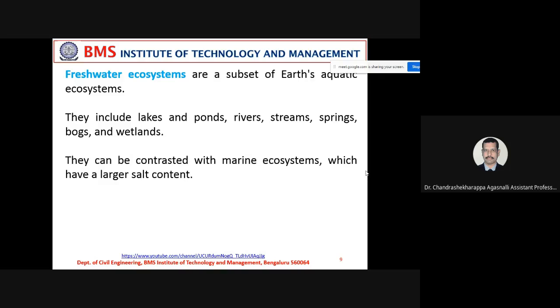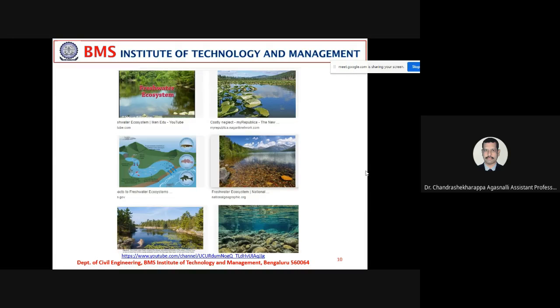So then another ecosystem that's called freshwater ecosystems. Okay, it's a subset of Earth's aquatic ecosystems. The freshwater ecosystems include lakes, ponds, rivers, streams, springs, bogs, and wetlands. All together we call it freshwater ecosystems. Okay, and here are some of the images which you can see of freshwater ecosystems. This is not a man-made one; it's a natural one.